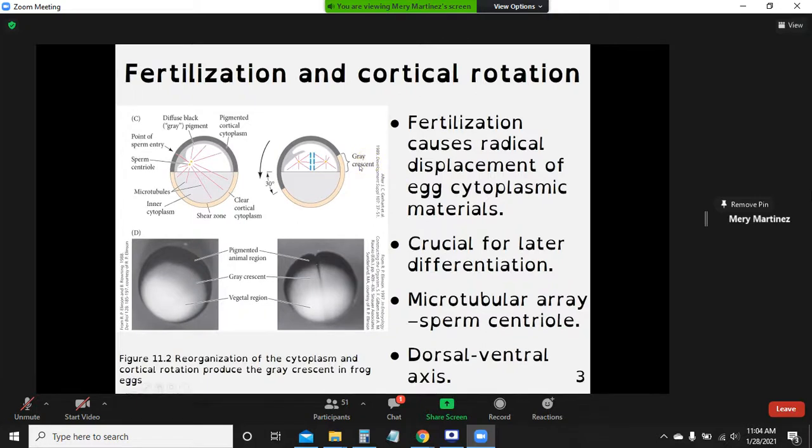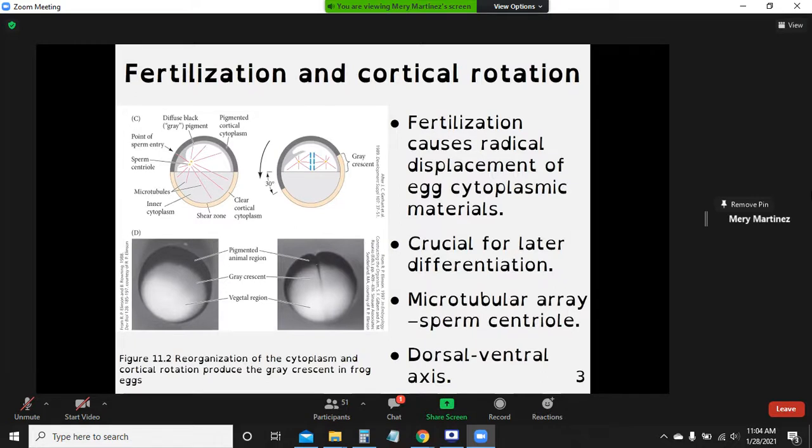Because the cortical cytoplasm of the animal pole is pigmented, this creates that light zone here. And that's what we call the gray crescent, just because the pigmented zone moves, and now this section doesn't have that pigment, okay? So that is the gray crescent. And that is where gastrulation begins, okay?